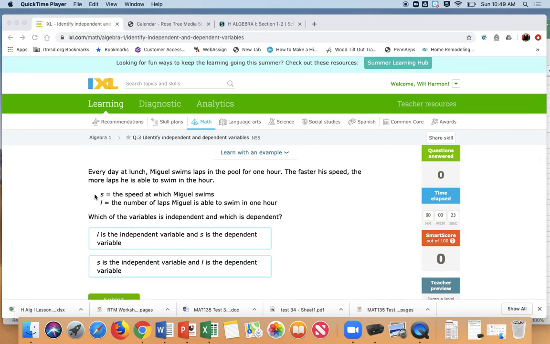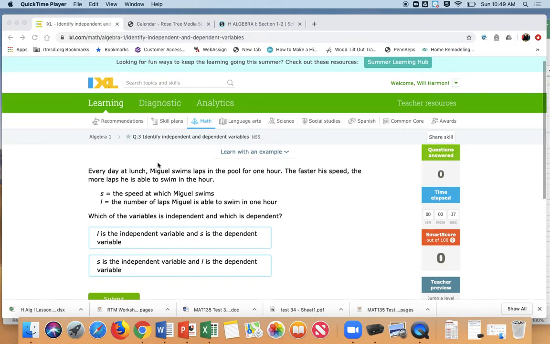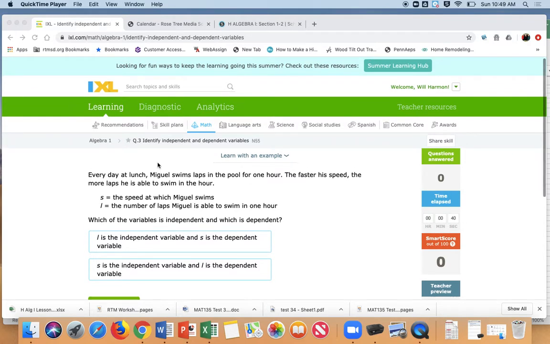All right, this is how to identify independent and dependent variables, IXL Algebra 1, Q3. Okay, first things first, independent and dependent variables. Independent variables are typically the things that go on your x-axis, and the dependent are things that go on your y-axis. So a few things that go on your x-axis would be like time, all right, things like that.